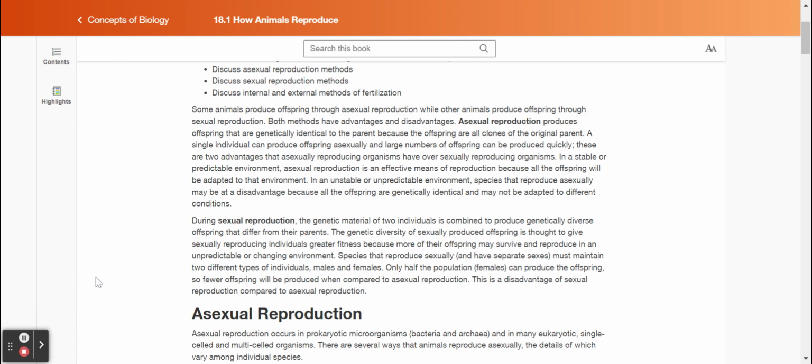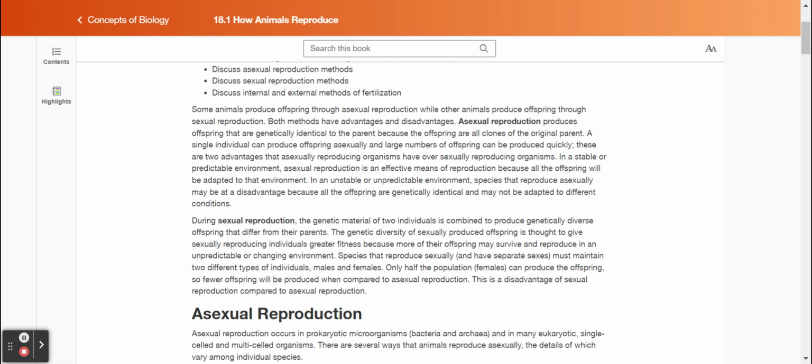During sexual reproduction, the genetic material of two individuals is combined to produce genetically diverse offspring that differ from their parents. The genetic diversity of sexually produced offspring is thought to give sexually reproducing individuals greater fitness because more of their offspring may survive and reproduce in an unpredictable or changing environment.